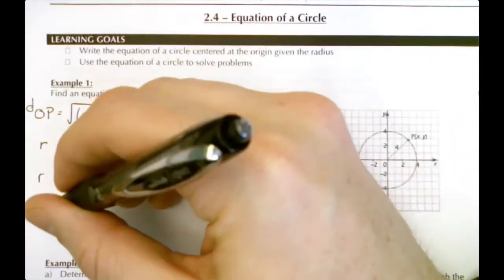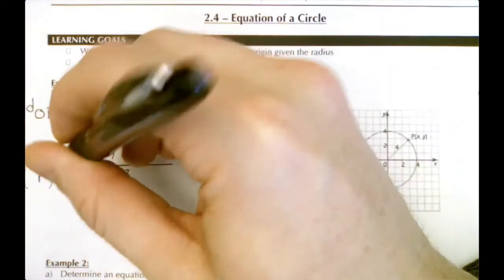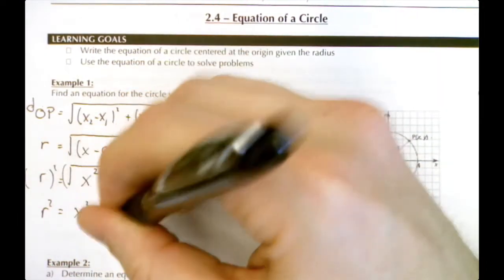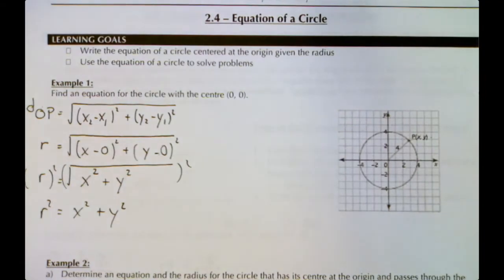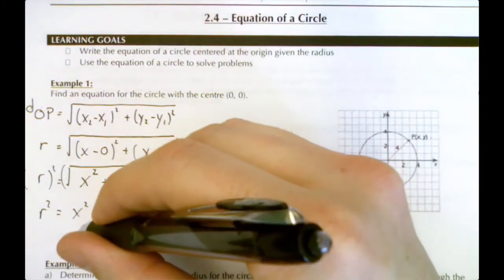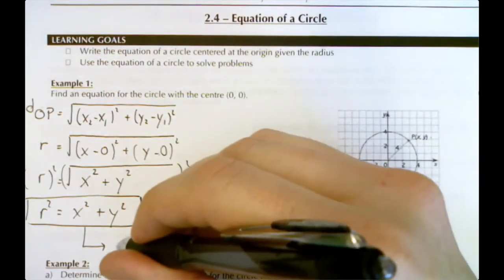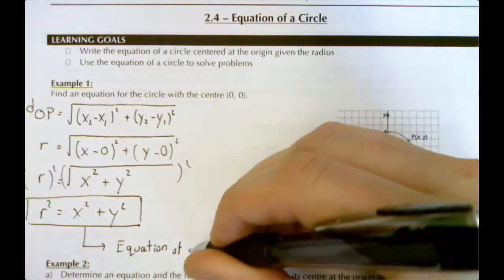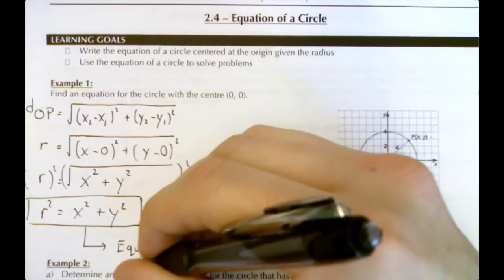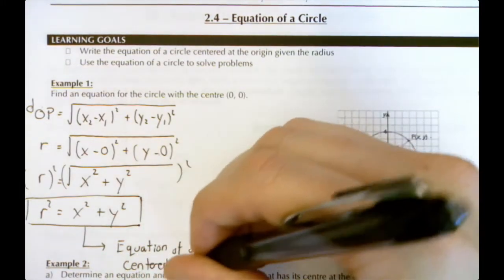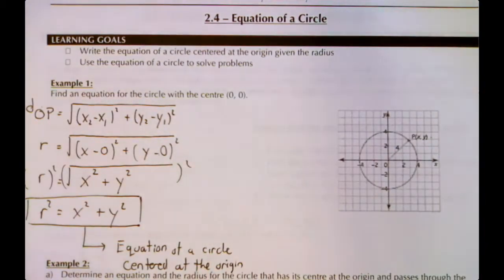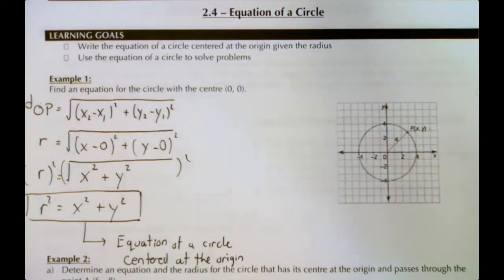And if I square both sides, I end up with this. R squared is equal to x squared plus y squared, which looks a lot like the Pythagorean theorem. And actually this is the definition for the equation of a circle centered at the origin. So all the circles we're going to deal with in this unit are centered at the origin 0, 0, and they'll always follow this equation.